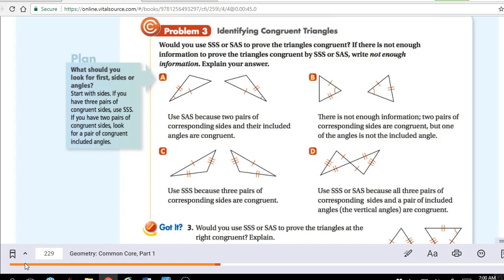Okay. If I look at B, I see that I have a side, an angle, and a side, and here I have a side, an angle, and a side, but the angle is not between the two sides. So I can't use SAS as I could for this one because this one is angle, side, side. Okay, so I would have to put that there's just not enough information because the two pairs of corresponding sides are congruent, but one of the angles is not the included angle. It is here, but it isn't here. And so therefore there's just not enough information.